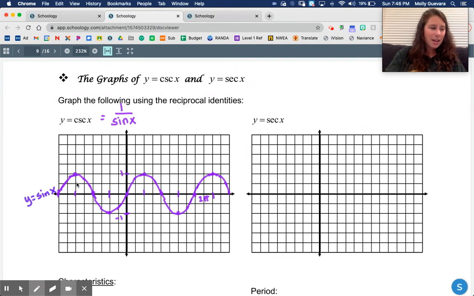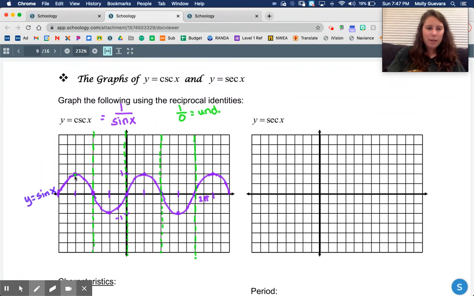So let's say right here, the reciprocal of 1, that is the y value. The reciprocal of 1 is just 1, so 1 over sine is just 1, so that stays. At 0, if I have 1 over 0, that's undefined. What happens when it's undefined? You have an asymptote. So anytime that this graph crosses the x-axis, it is an asymptote because I cannot have 1 over 0.